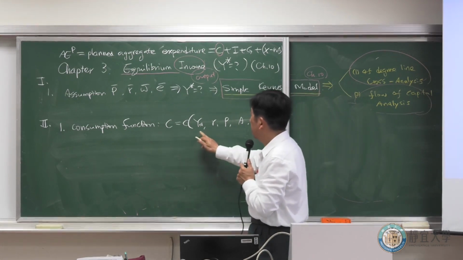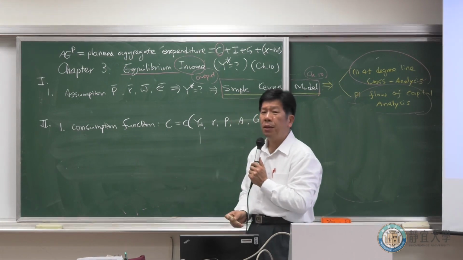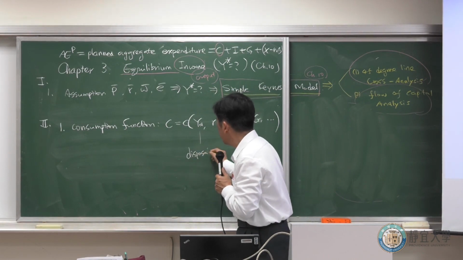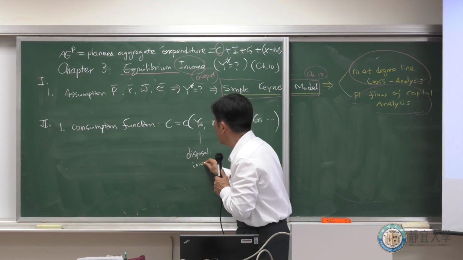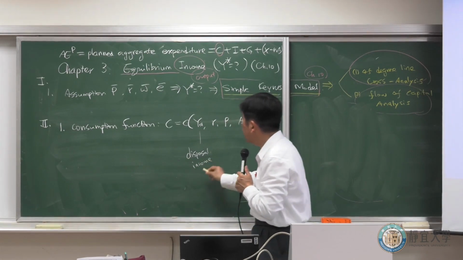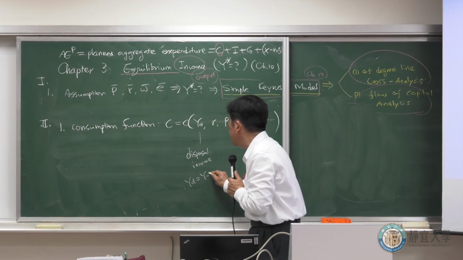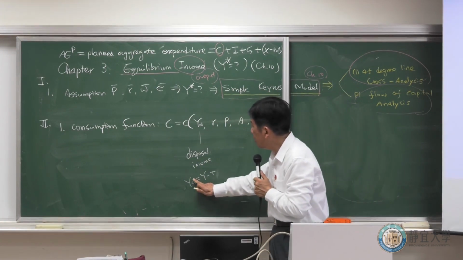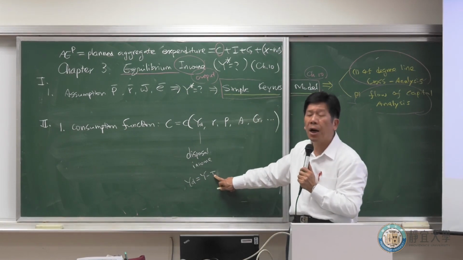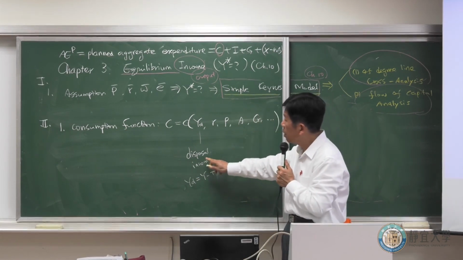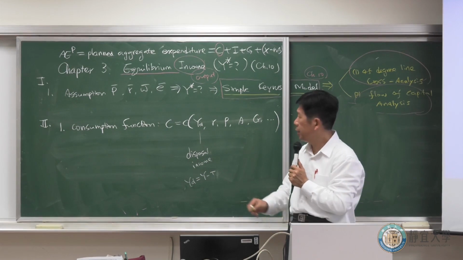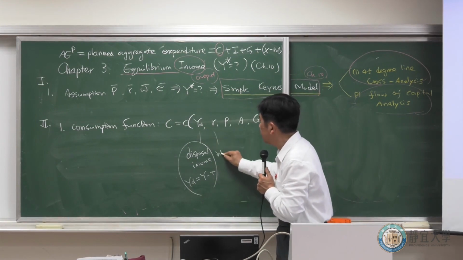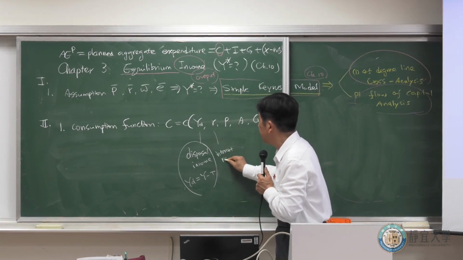It represents disposable income. Disposable income is YD. YD means Y minus T. T is tax. Okay, so when you have the income, you must pay the tax. And after that, you can use the rest. So we call this disposable income, YD. Okay, and what is R? R is the interest rate.